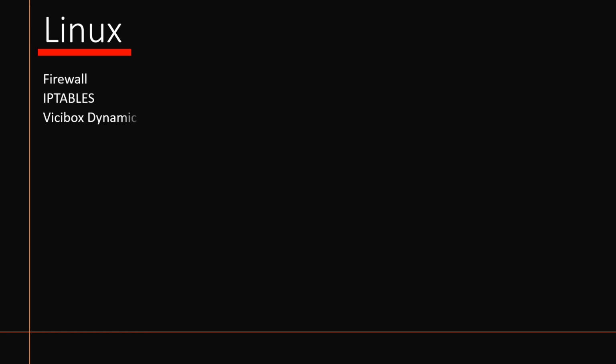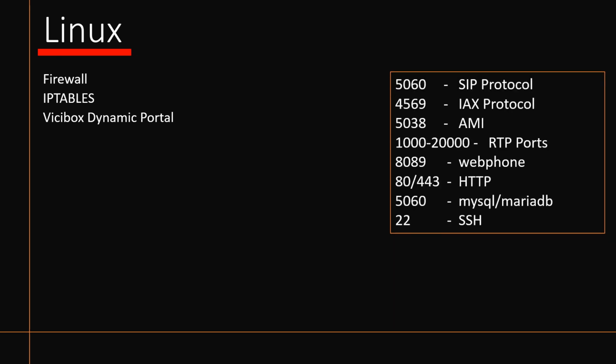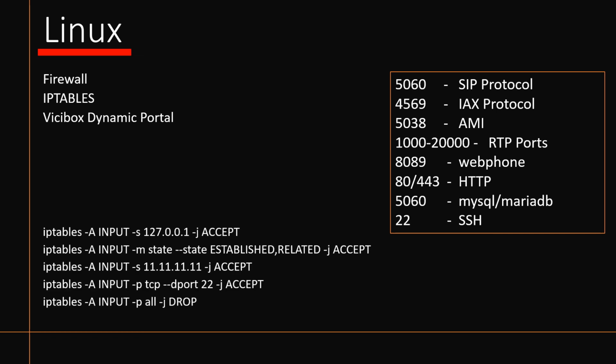The best way to secure the Vicidial is using firewalls, or use IP tables, or use the ViciBox dynamic portal. Using the firewall or IP tables, open only the necessary ports required. Here is the list of ports with respect to the protocol used in Vicidial. Here is the sample IP tables to allow and block IP addresses, ports, etc.